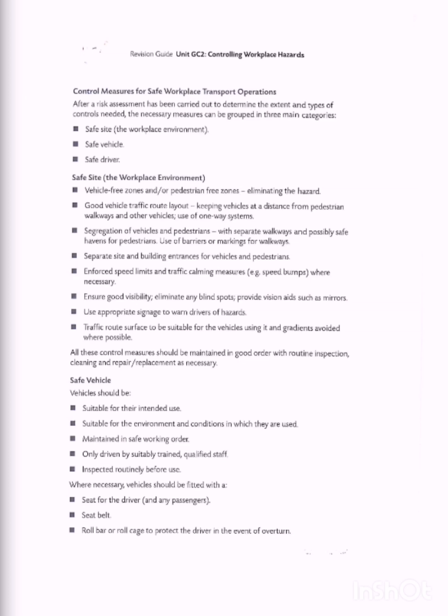Then point number 4, we're talking about separate sites and building entrances for vehicles and pedestrians. So in every facility or workplace, they should have a separate way where people can enter and where vehicles will enter. They have to separate the people access way from the vehicle access way.